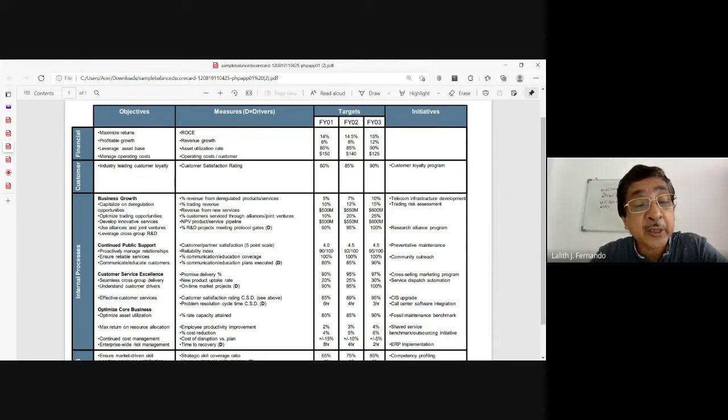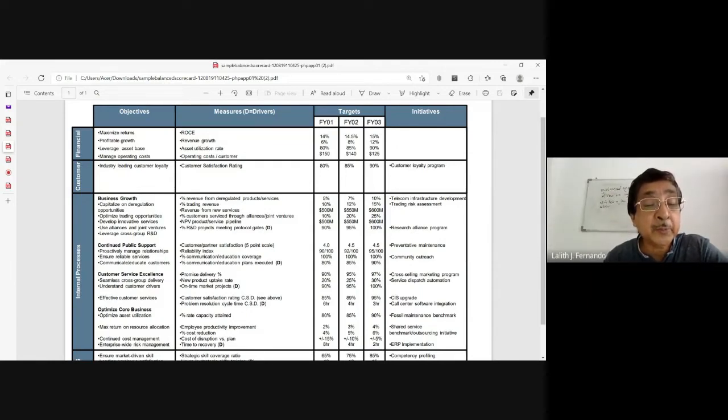Then communicate, educate customers. There you have to have coverage of communication and education, and communication and education plans executed. That is the third one, the last one. I think you get the meaning of this. Then if you go into customer excellence, customer service excellence, seamless cross-group delivery.